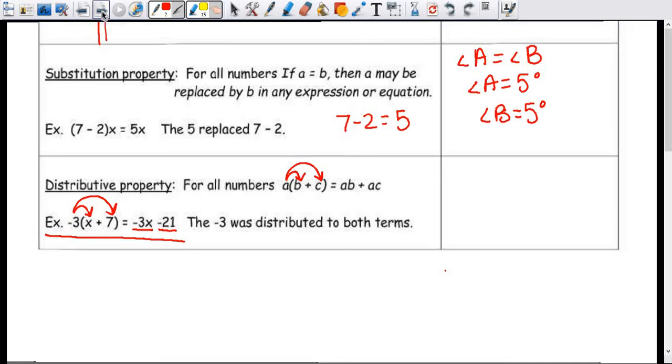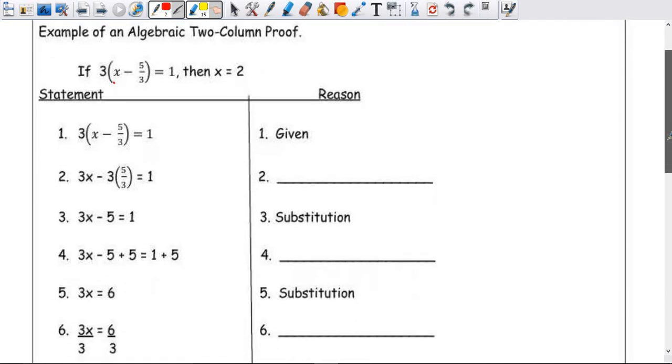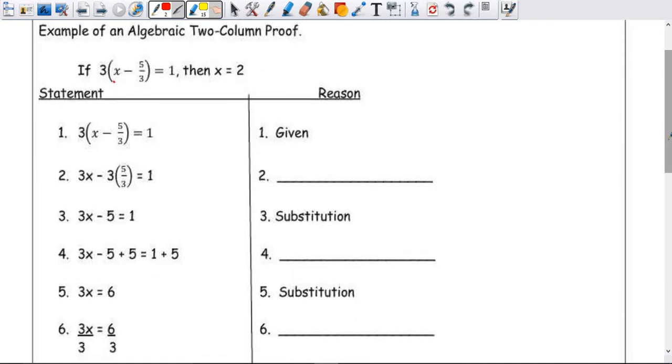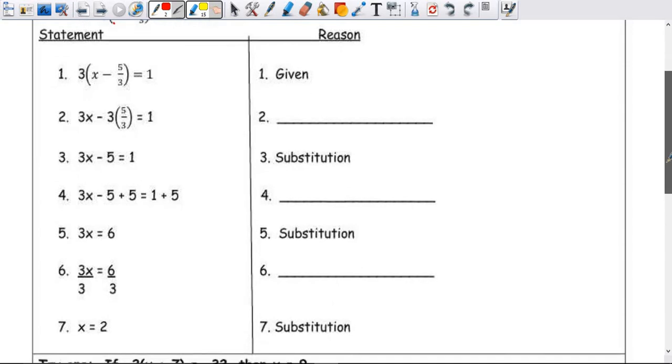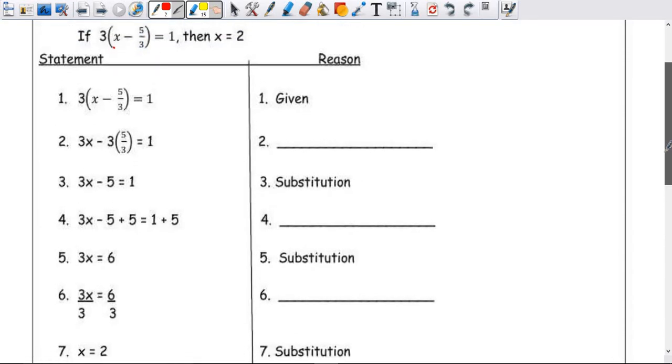Okay, now let's go ahead and do some proofs with these properties that we now know. So here's an algebraic 2-column proof. We are given that if 3 times (x minus 5/3) equals 1, then x equals 2. So in a proof, we are not solving the problem. The problem is already solved in the statement column of this proof, but we need to put in the reasons. Why can they make these steps when solving?